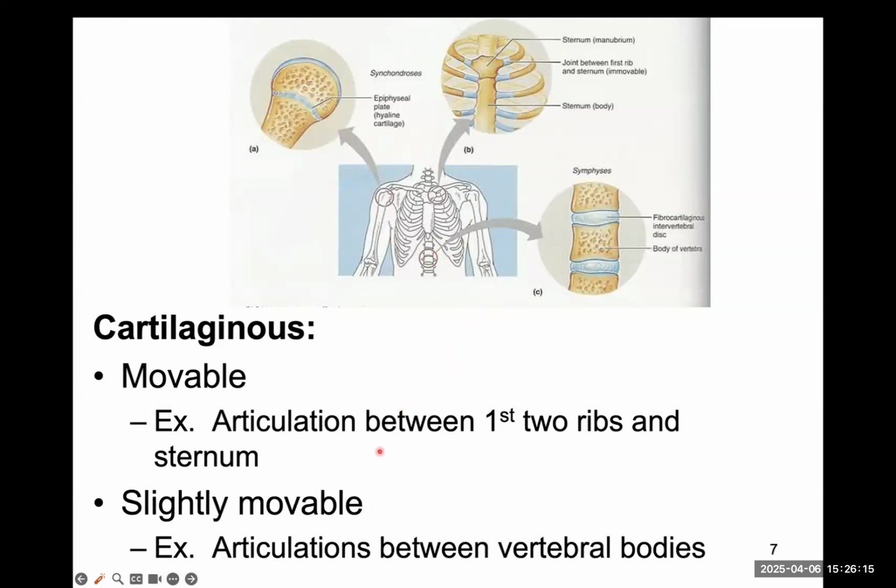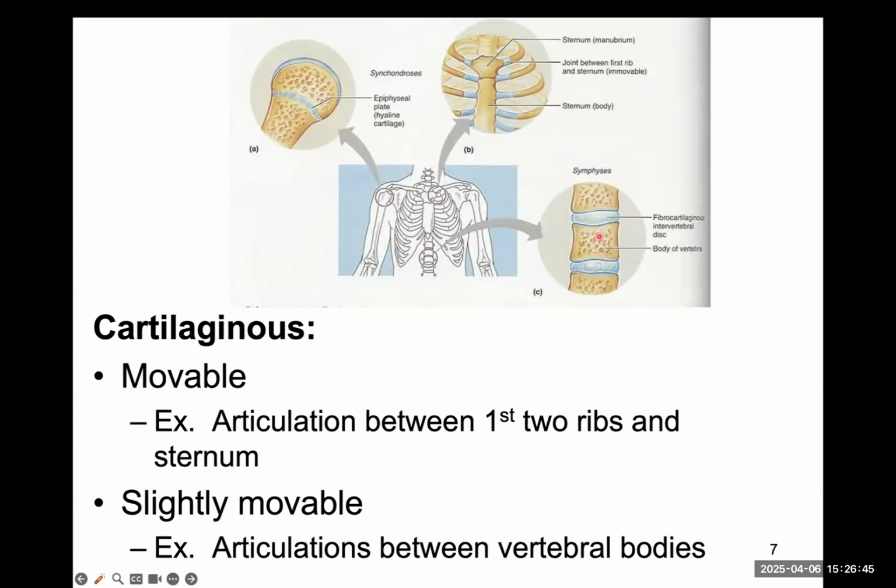And on the other hand, you've got some that are going to be slightly movable. So again, the term for that was amphiarthrosis. This was diarthrosis, and this is amphi, like dual, so slightly movable. And this is going to be slightly movable, the articulations between the vertebral bodies right here. So they're slightly movable.